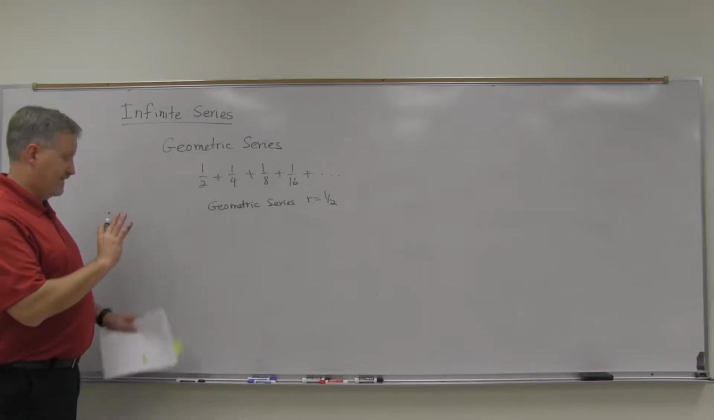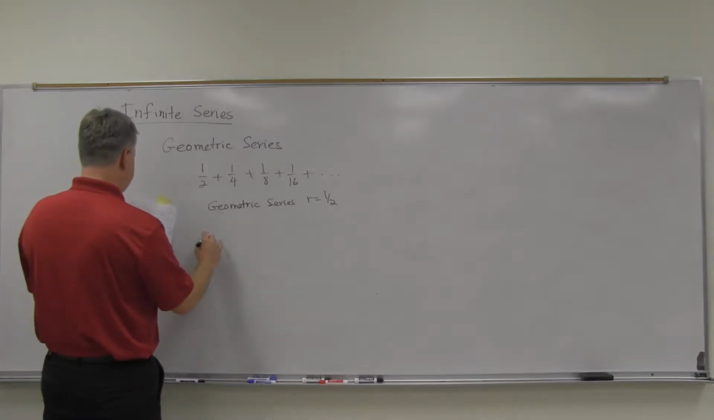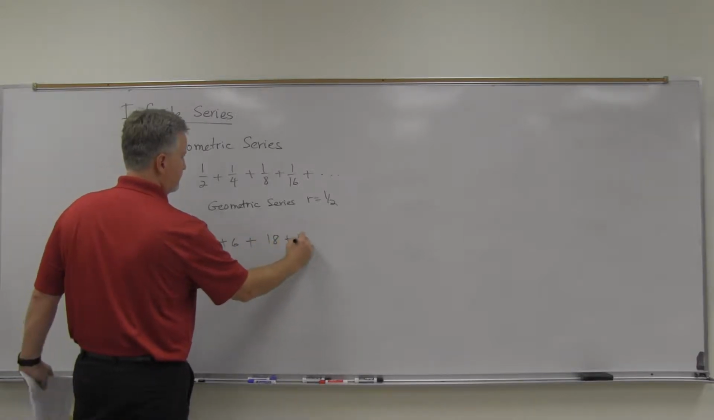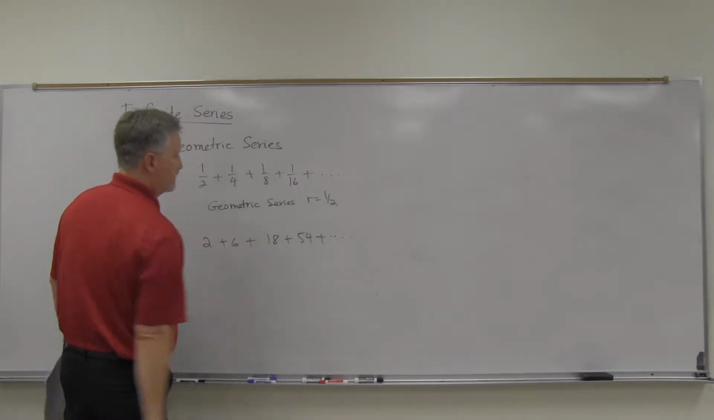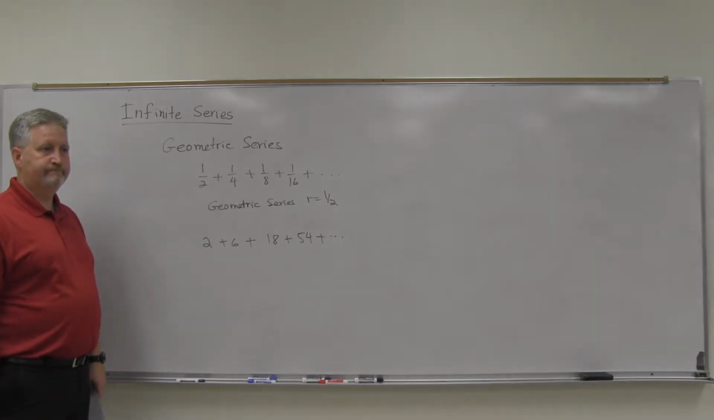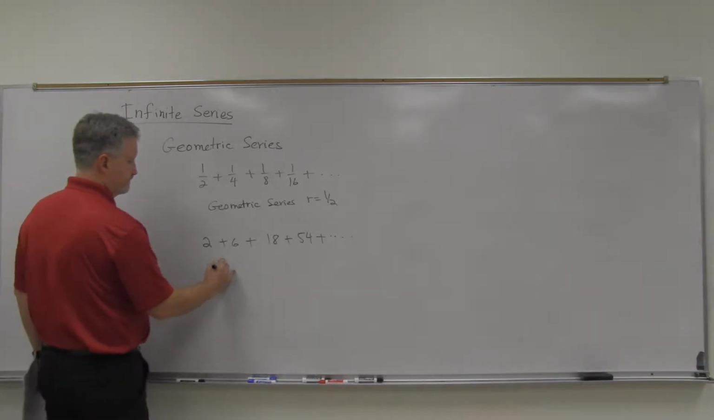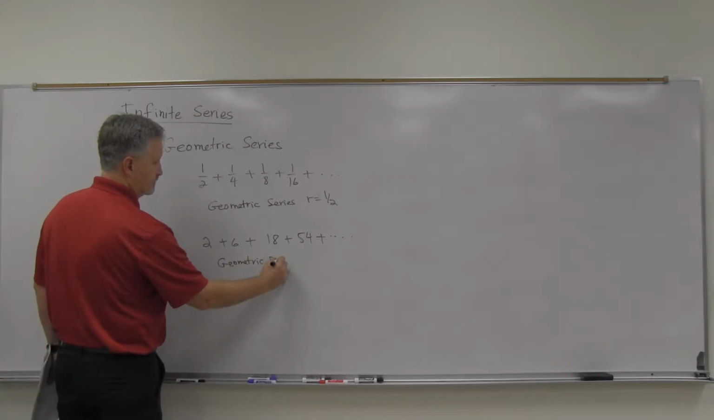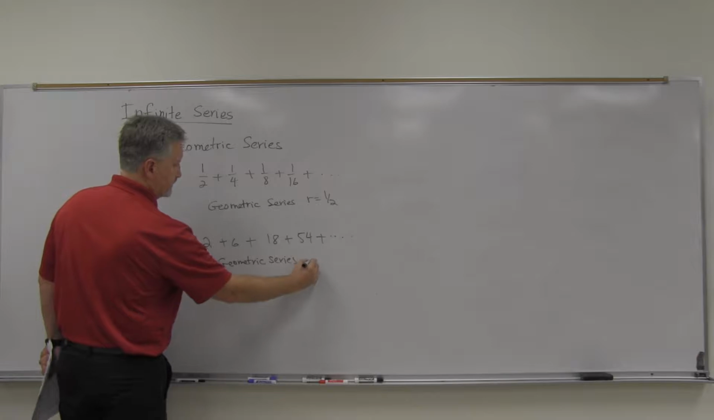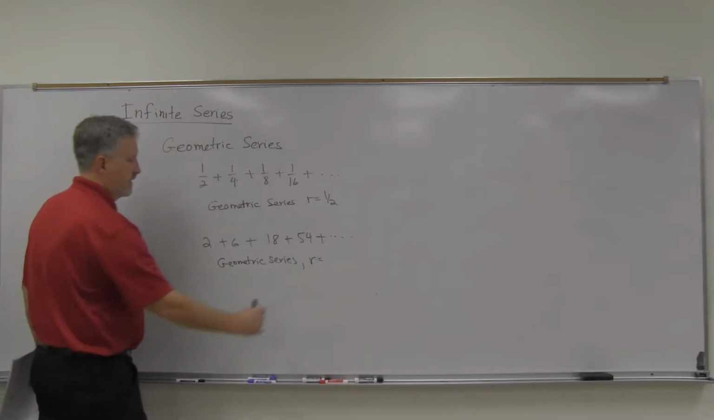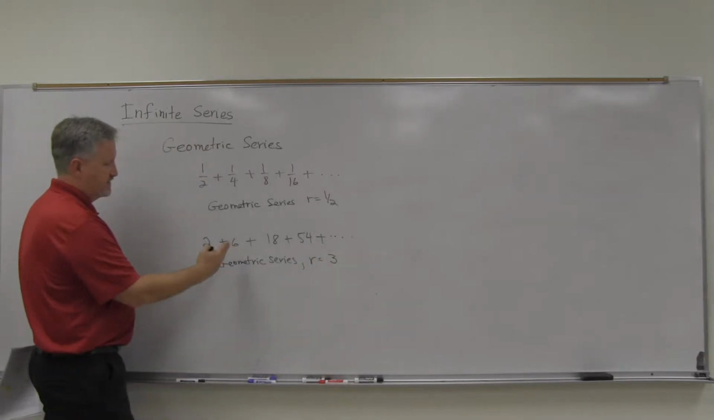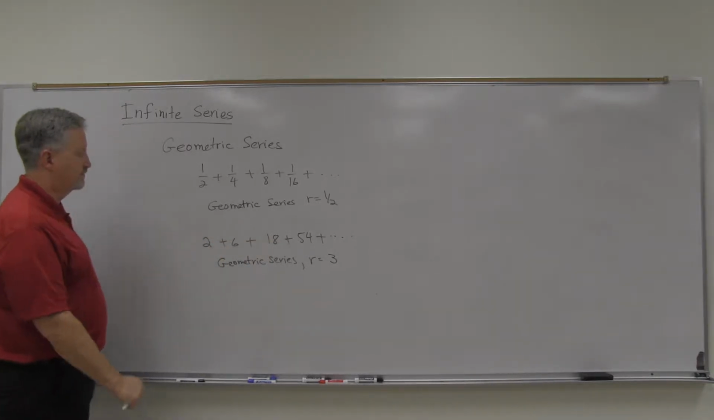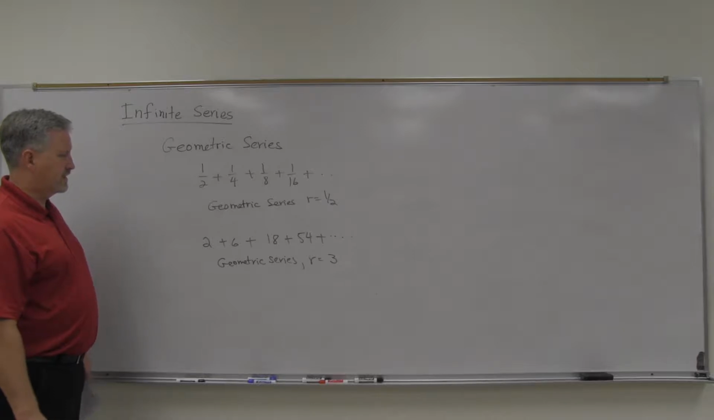All right, now, what about this one? 2 plus 6 plus 18 plus 54 plus... Is that a geometric series? Yeah. R equals what? 3. 3, yeah. And if you don't see it, just start dividing the terms. 6 divided by 2, 18 divided by 6, and so forth. Yeah, that's R equals 3, geometric series.